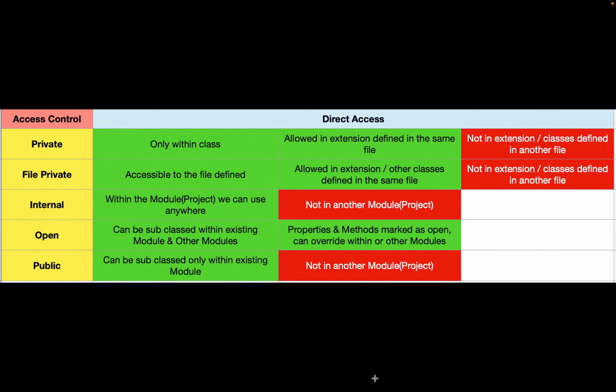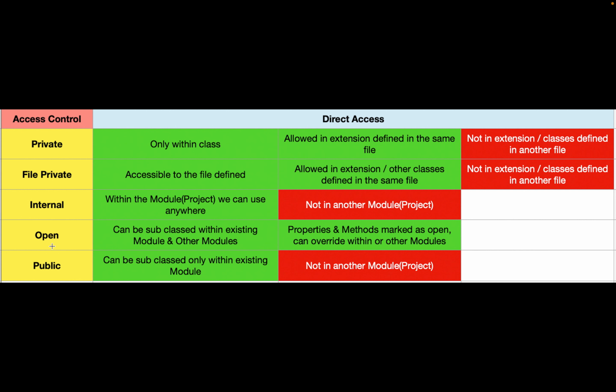In order to summarize the access control, I just listed the important points here. We have 5 access controls: private, file private, internal, open and public. So overall, the ones we can directly access I have mentioned in green color, and the ones we cannot directly access are mentioned in red.